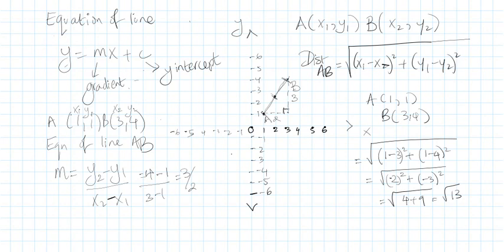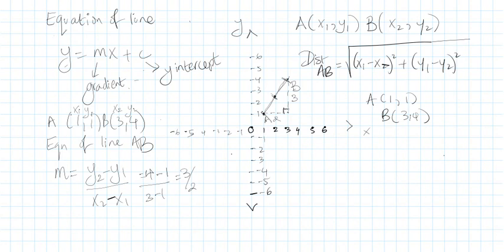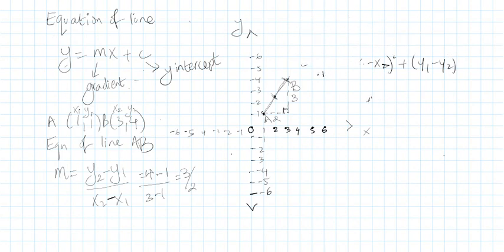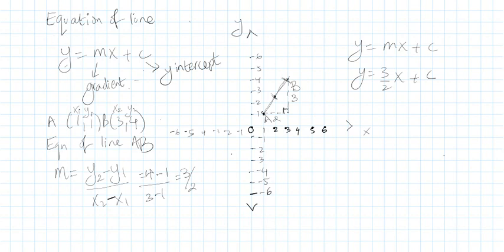Okay? So we have the gradient now. What we are going to do next is we're going to actually use that gradient and write the equation of the line from this gradient. So the equation of the line was y is equal to mx plus c. So the gradient is 3 over 2, so it's y is equal to 3 over 2x plus c. You'll see that I've replaced the m, the gradient, by actually the number which we found, which is 3 over 2. Now what's next is we need to find the c.